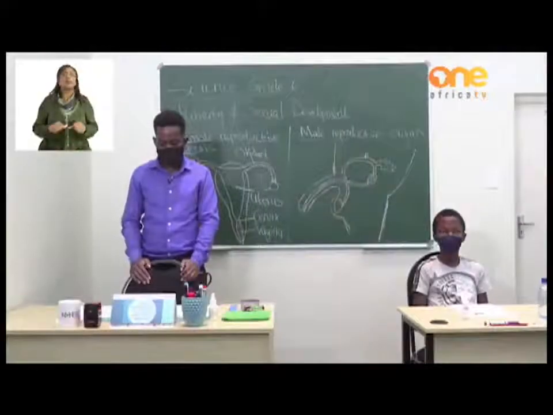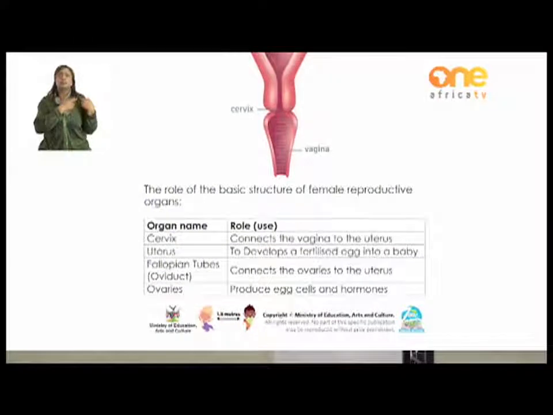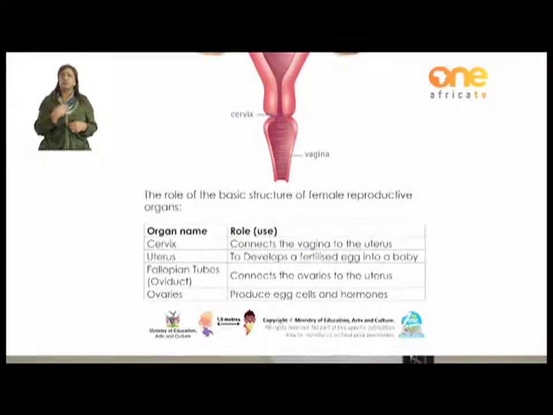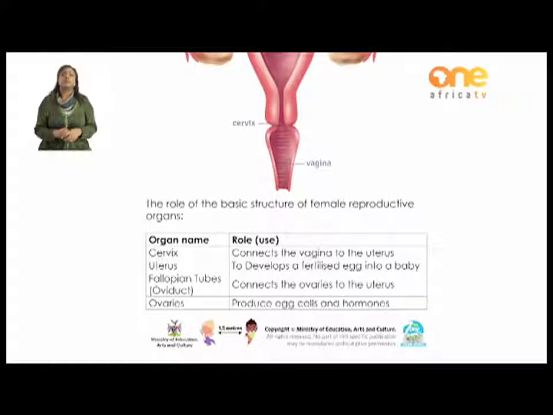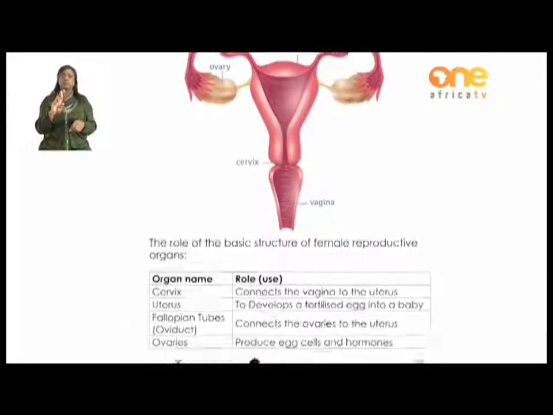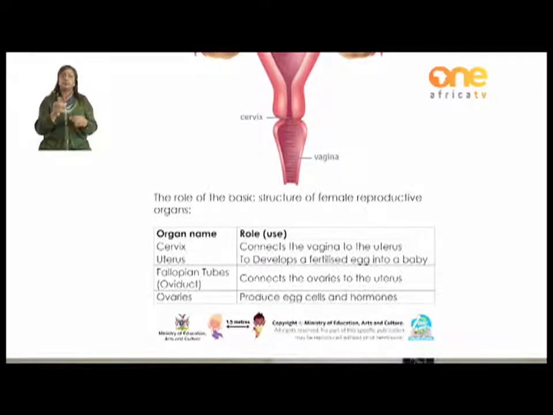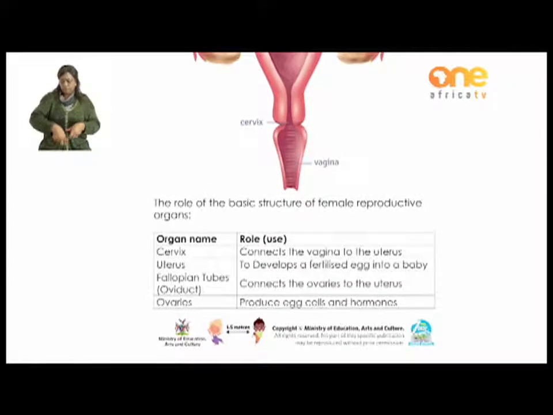Let us now look at the role of the basic structures of the female reproductive organs. Right at the bottom of page 19, you have a table that shows us the organ name as well as its role or use. The cervix is responsible for connecting the vagina to the uterus. And the uterus develops a fertilized egg into a baby, while the fallopian tubes or oviduct connects the ovaries to the uterus, and the ovaries produce egg cells and hormones.